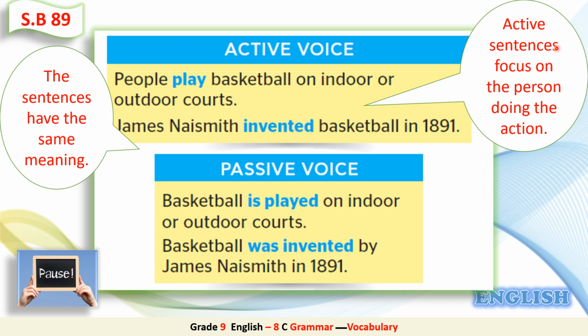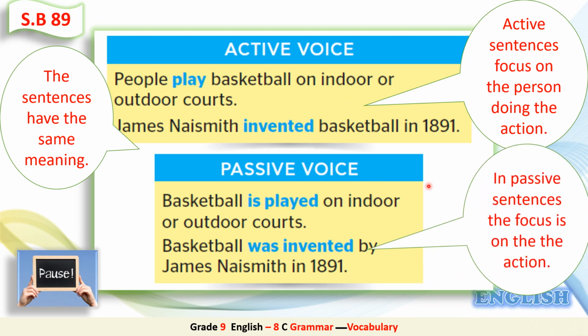Great. The active sentences focus on the person doing the action. In the active voice sentences here we start with people, which is the real doer of the action, and here we start with James Naismith, who is the real doer of the action. He's the one who invented basketball. Now, which of the sentences focus on the action itself?